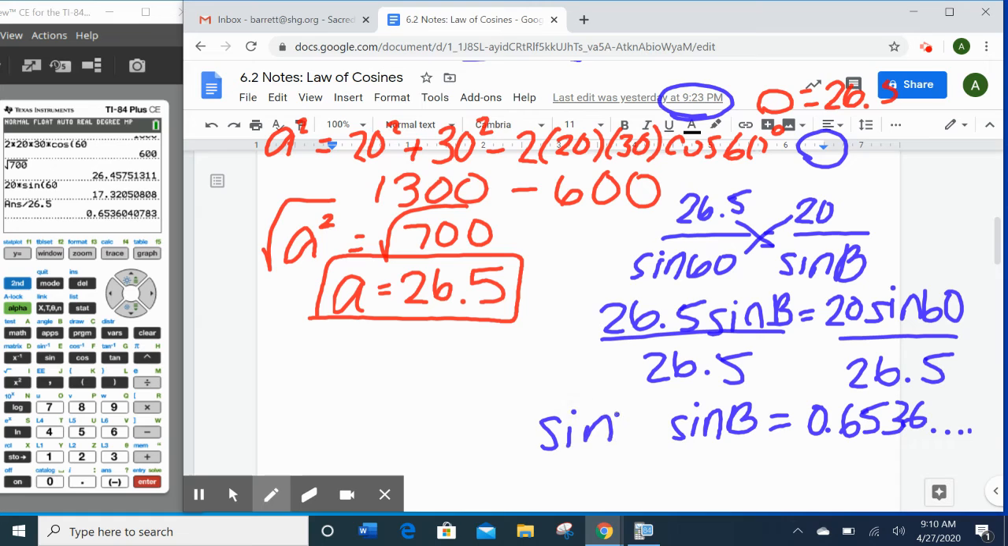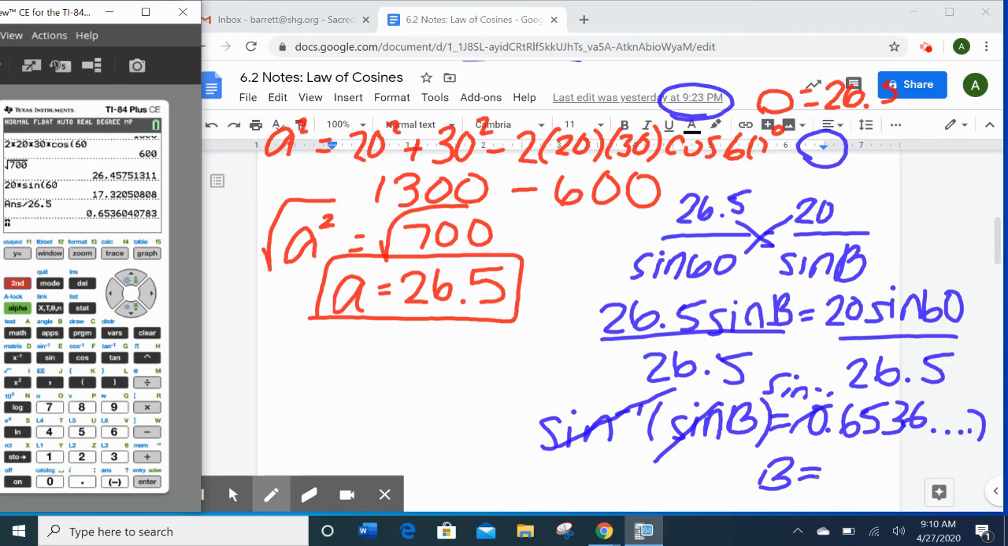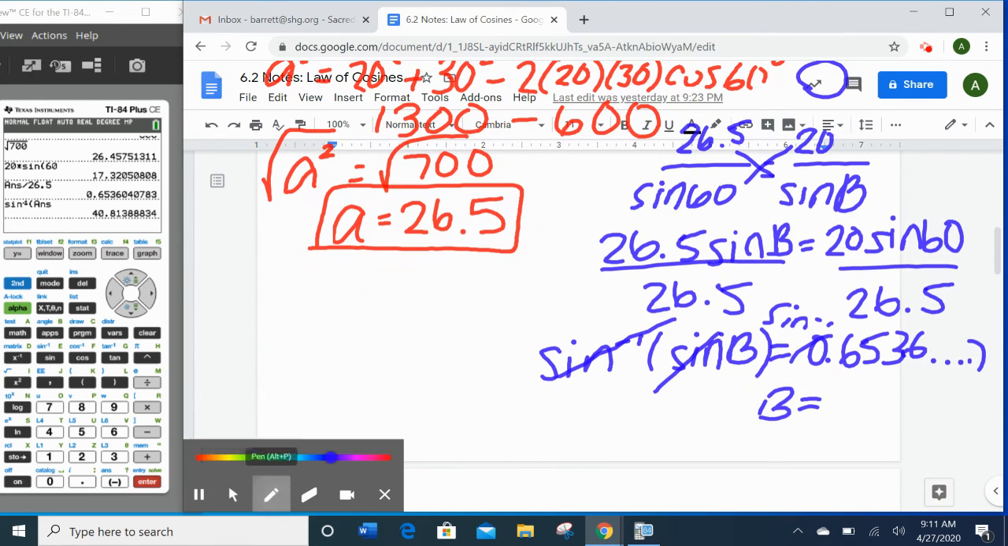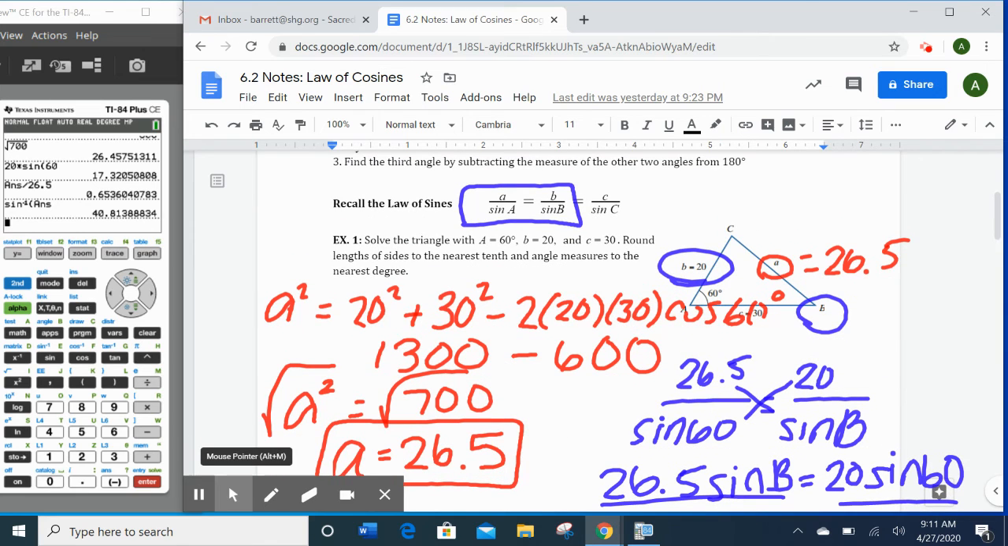But how I get rid of that sine, remember, is that I take the sine inverse, if I want to know just what angle B is. So sine inverse, I'm going to do second sine, and then above my negative, I've got the answer, so I'm going to do answer, second negative. And when I hit enter, they tell me in the instructions, I believe I'm rounding angles to the nearest degree, so 40.8 would round up to 41 degrees. So I know angle B is 41 degrees.